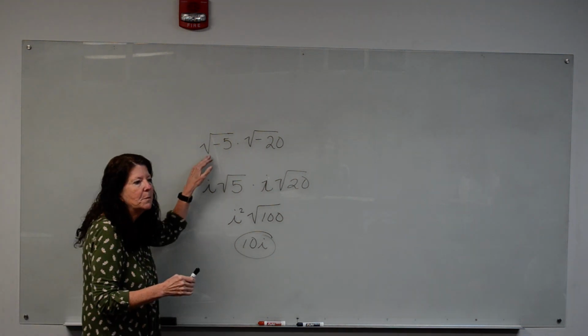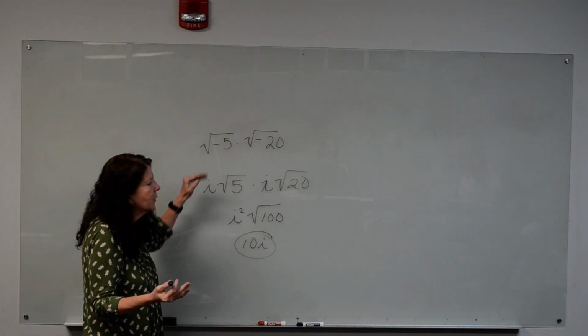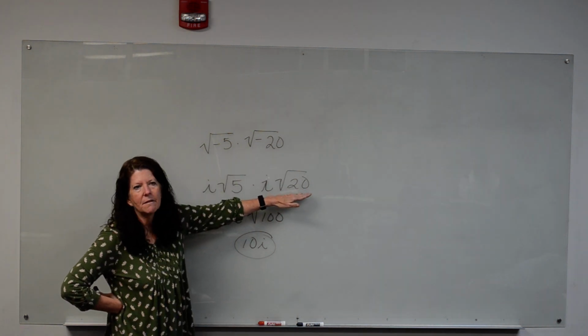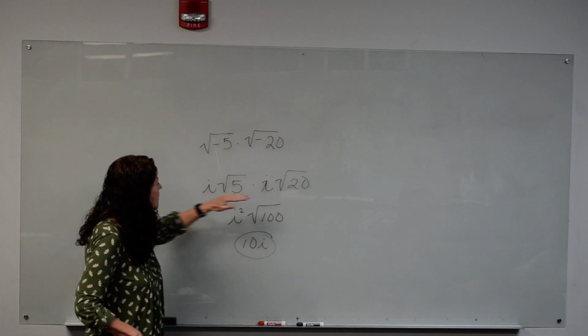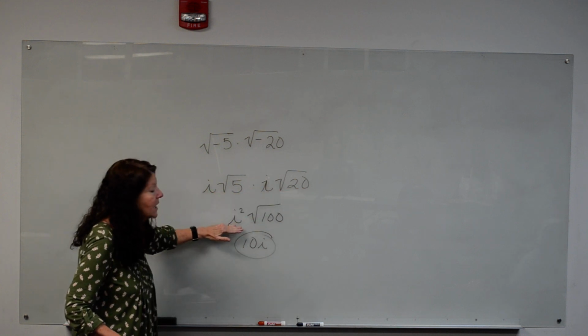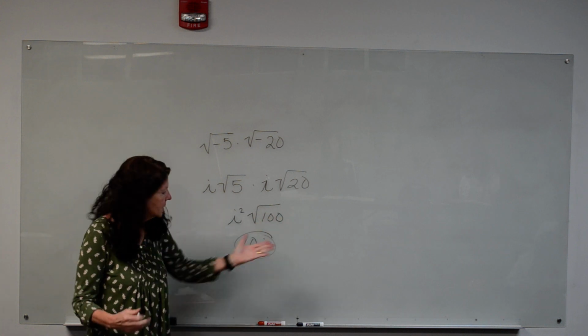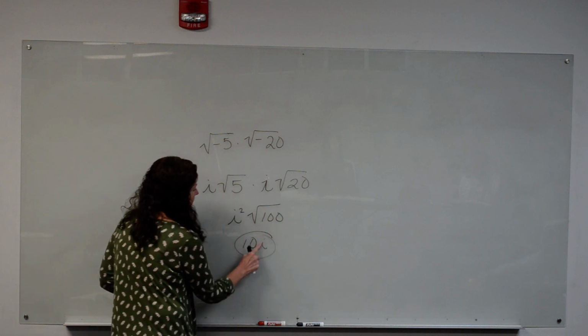Okay, first thing I did was I pulled out the I. Y'all with me on that? Now, if you wanted to, you could have broken down the 20, but it's not helpful here. So I have an I times an I, so I have an I squared and the square root of 100. What is the square root of 100?